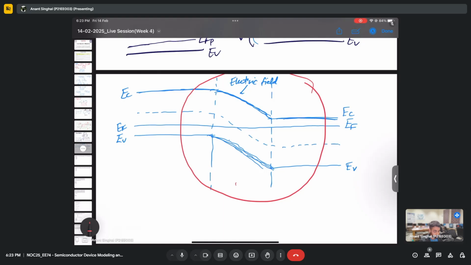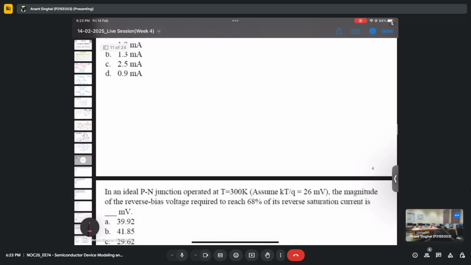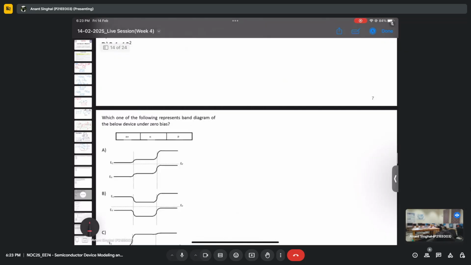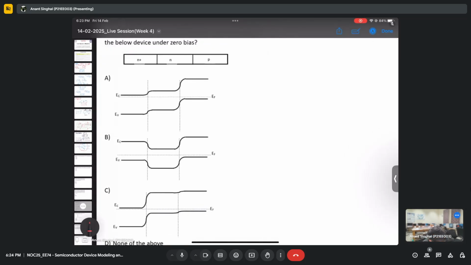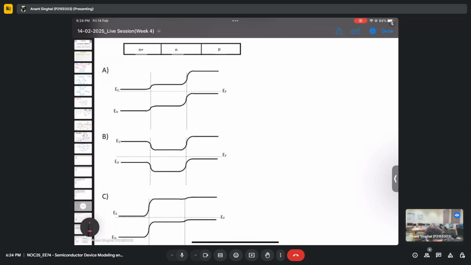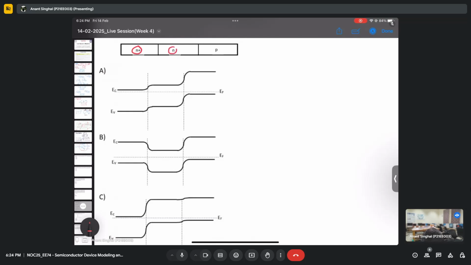So is it clear how this diagram has been made? This is P, this is N, and this is the junction. Is there any doubt in this band diagram? No. Okay, if not, then maybe I have a question. Can you quickly tell which is the correct band diagram for this? So this is N plus, this is N, and this is P.